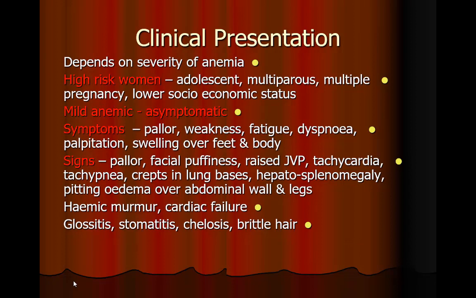What is the clinical presentation? It depends on the severity of the anemia, and on the women at risk, like adolescents, multiparity, multiple pregnancy, and low socioeconomic status. When the anemia is mild, the patient comes with asymptomatic features. When she has moderate to severe anemia, the symptoms will occur in addition to the signs.